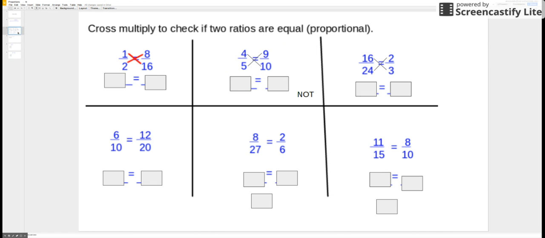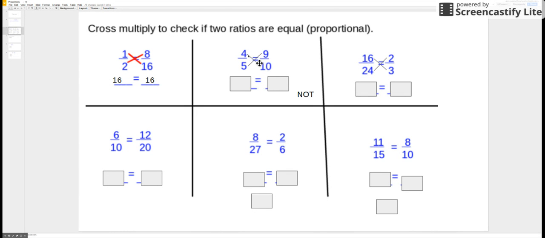So if we look here, it says cross multiply to check if the two ratios are equal, proportional. Alright, so I'm going to do the first three together with you, and then the last three you're going to do on your own. Okay, so we have 1/2 is equal to 8/16. An easy way to check to see if they're equivalent is you just cross multiply. So 1 times 16, you get 16. 2 times 8, you get 16. 16 equals 16. So yes, they are proportional here.